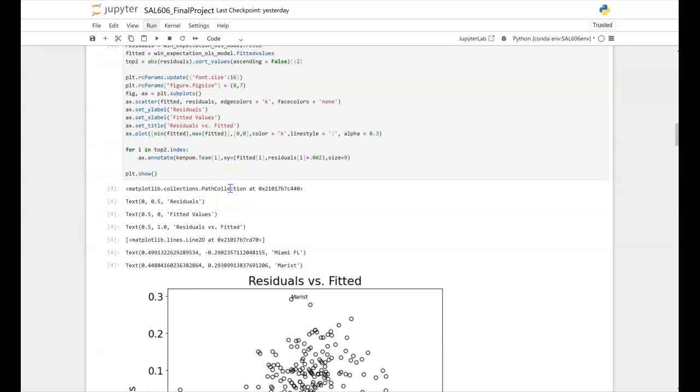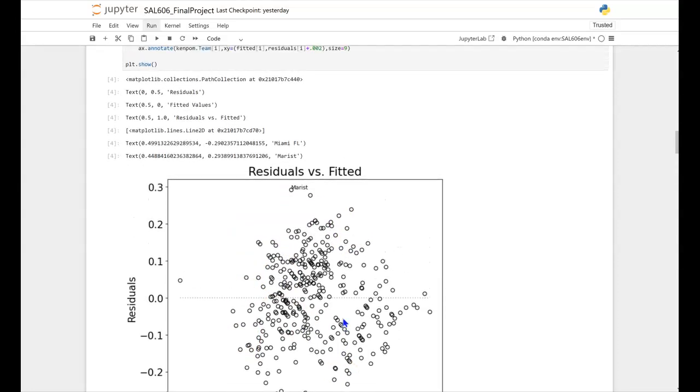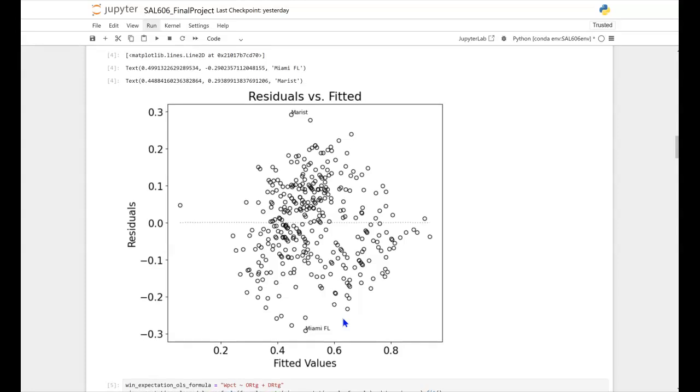And then lastly, we have our residuals versus fitted chart, and we see no pattern here. Looks random, which is good. That's what we're looking for. And so that confirms that we don't have heteroscedasticity. We do have homoscedasticity, equal variances.